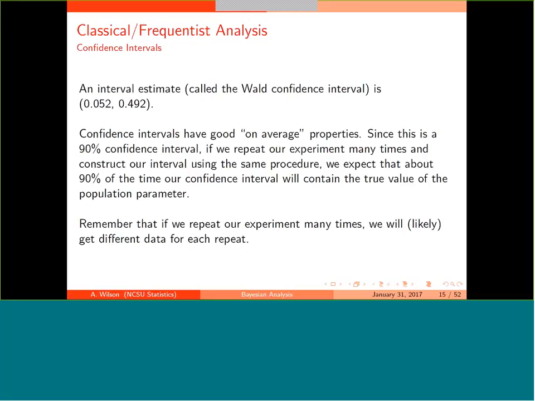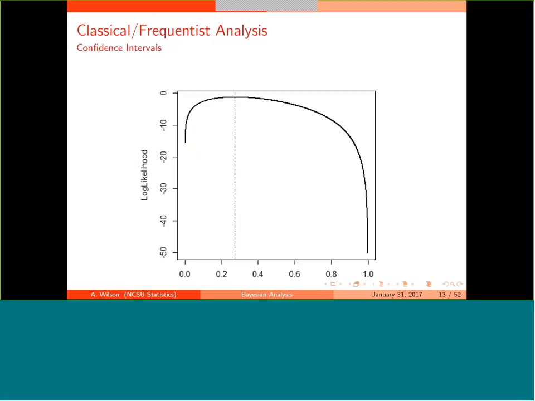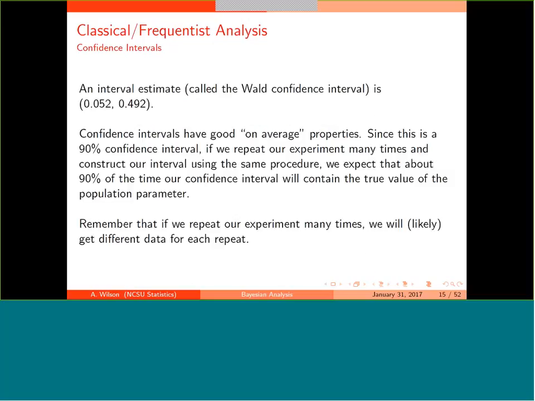And that confidence interval would say, well, based on 11 observations, my estimate of the chance that an inexperienced nation would have a successful launch is about 27%, but I've just got 11 observations. So if I'm thinking about that uncertainty, I'm somewhere between about 5.2% and 49%. Okay. So here's the second thing that I want to bring up.